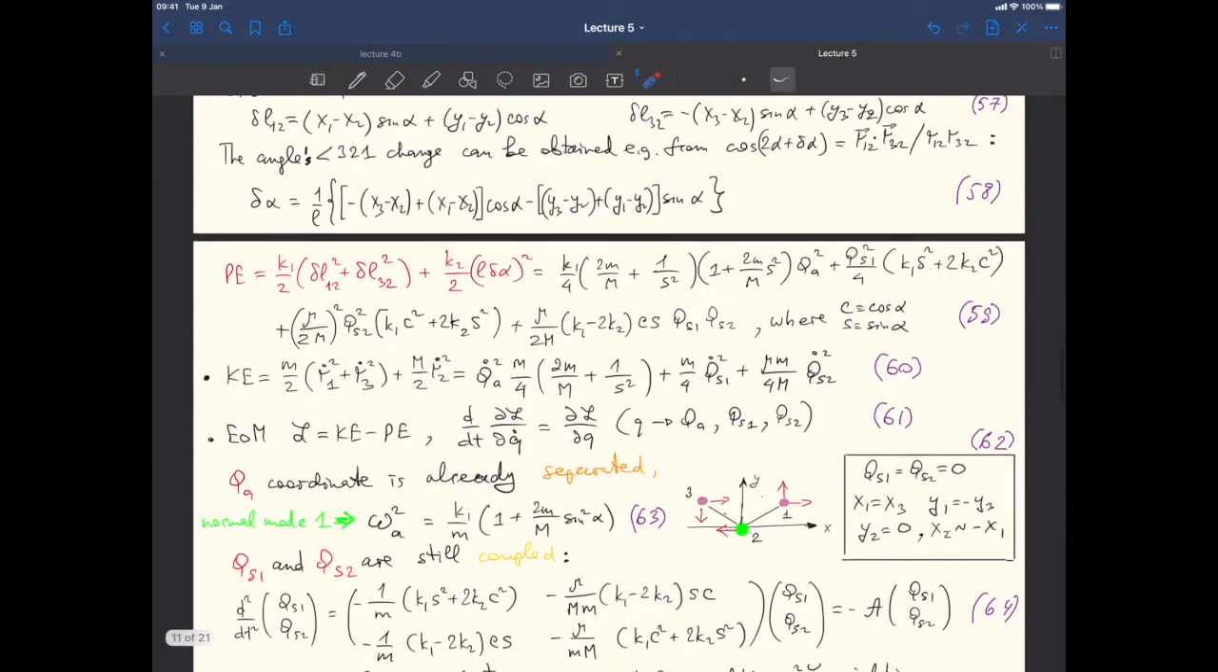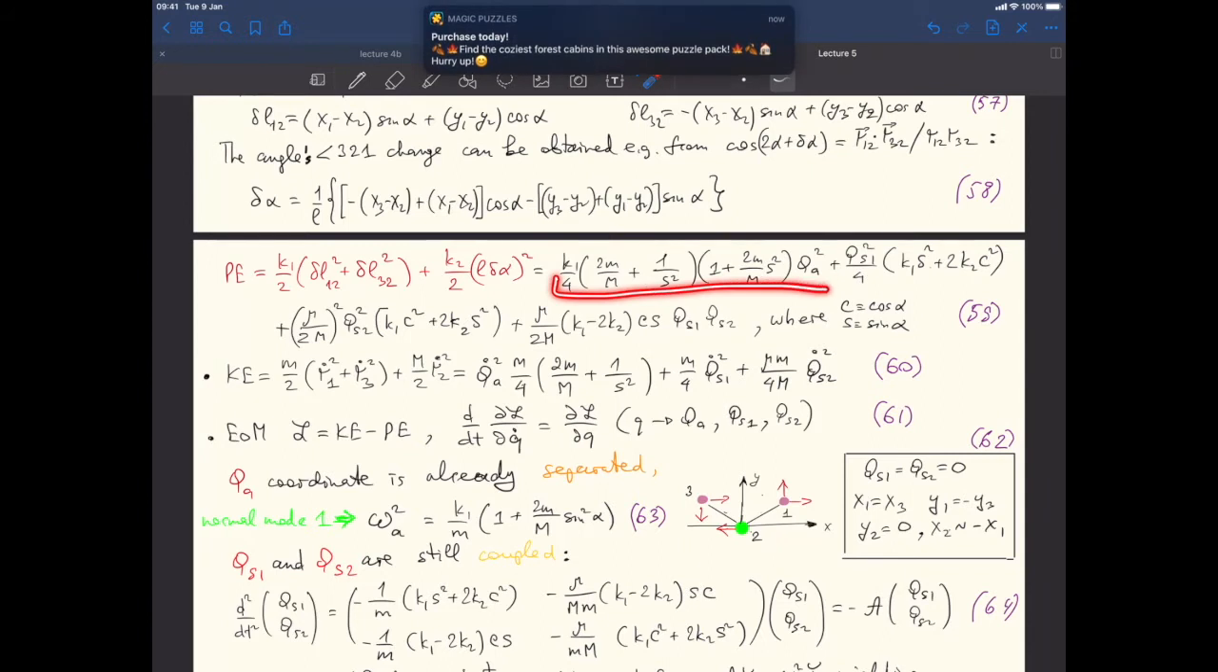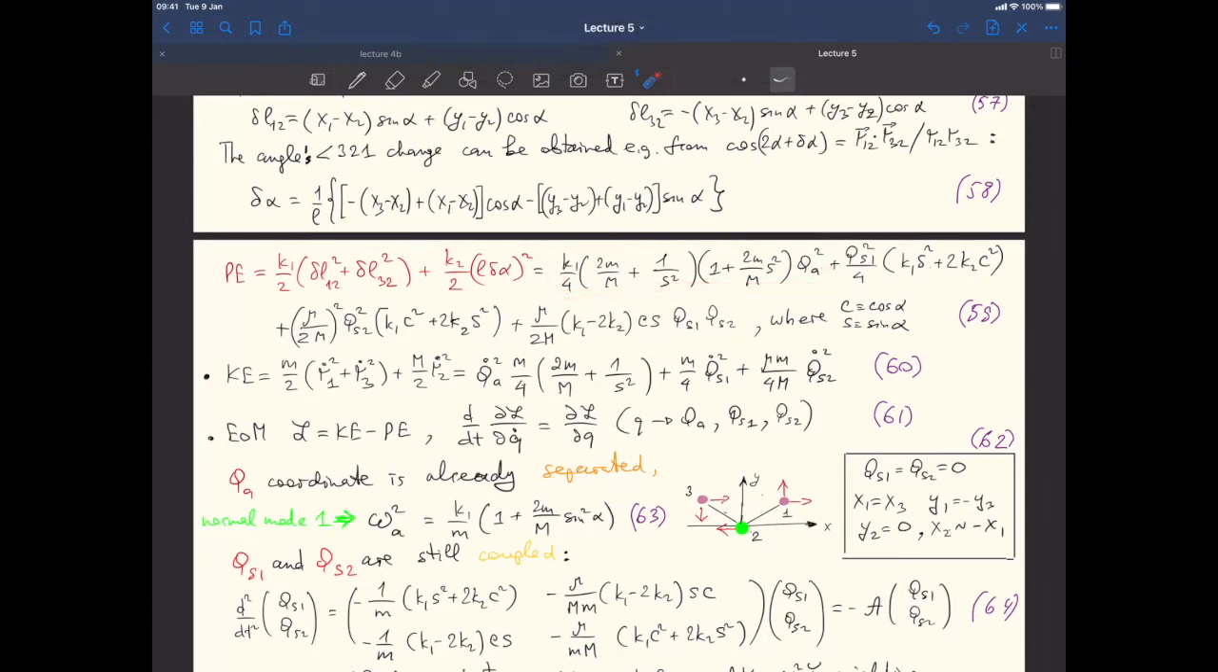And once we know these elongations and the change of the angle alpha, we can substitute them in the potential energy expression, rearrange this, and this is what you will get. You will get a term for QA, which is separate, and these three terms, which connect together QS1 and QS2 coordinates. So these are not separate.